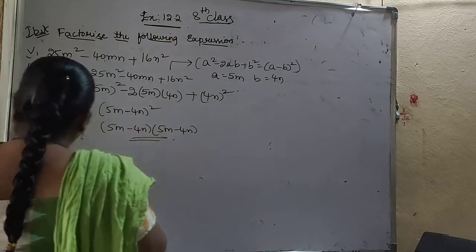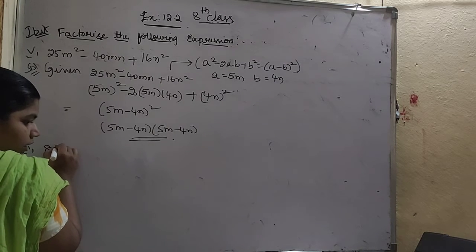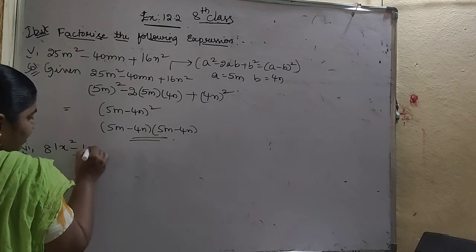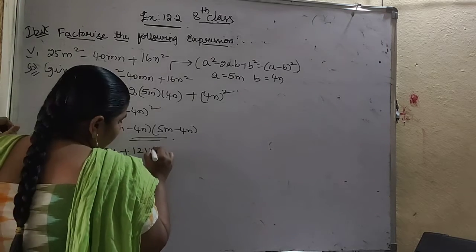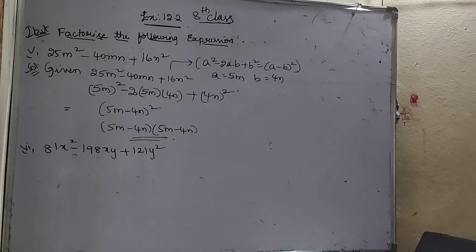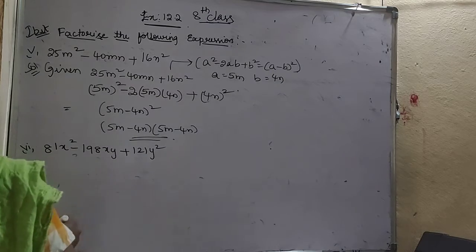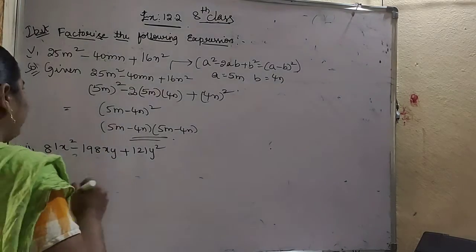So what is the 6th one? 81x square minus 198xy plus 121y square. So this is also in the form of an identity. Which identity are we using? It is the form of a square minus 2ab plus b square. So now we have to split this.